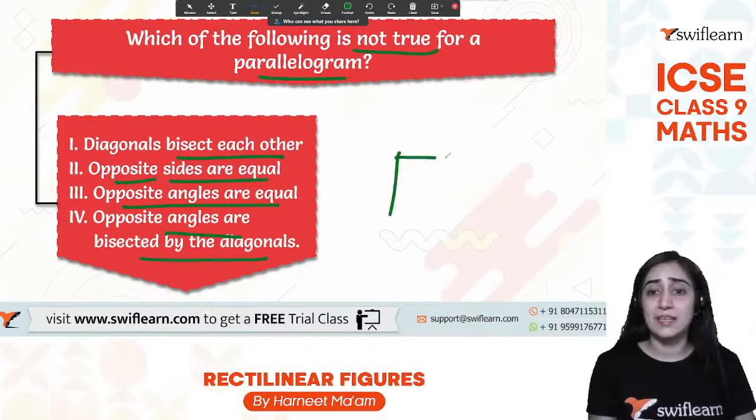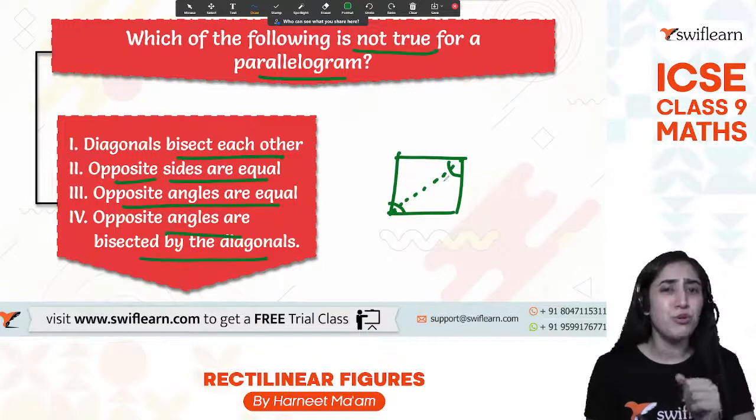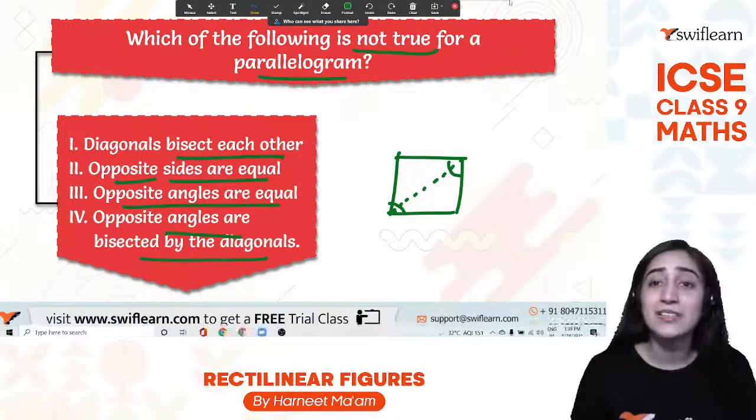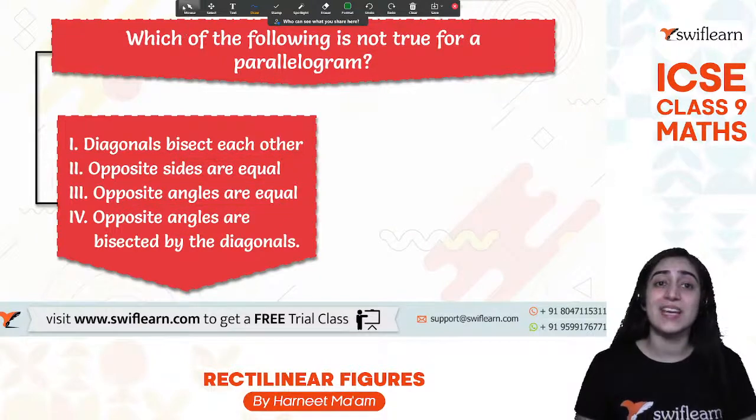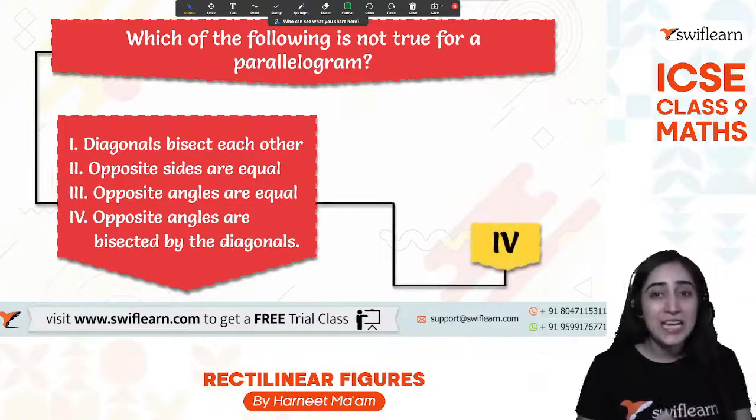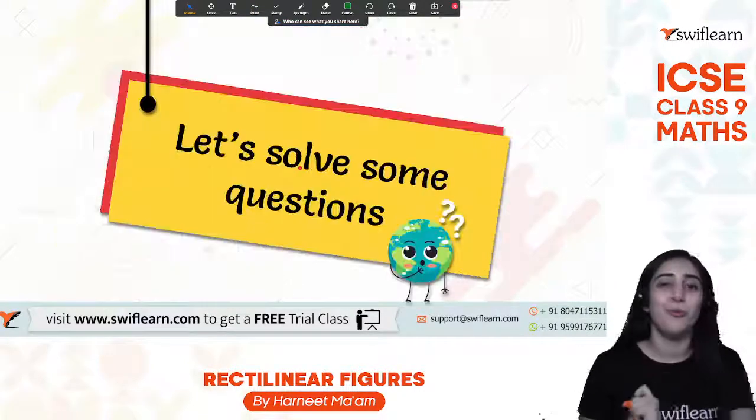The opposite angles are bisected by the diagonal. When I say this, it means that this angle is being bisected by the diagonal. Is it true? No. We haven't learned any property like this. Yes, the right answer is the D part. That's not true. Very good.